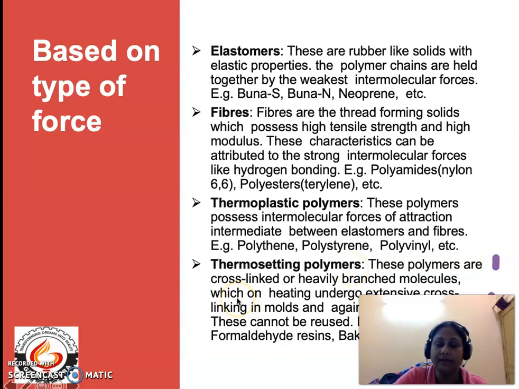Now, the thermosets have greater cross-linking, and they are heavily branched molecules, and they undergo extensive cross-linking, and they become infusible. That means these cannot be reused again and again. For example, urea formaldehyde resin, bakelite, etc.